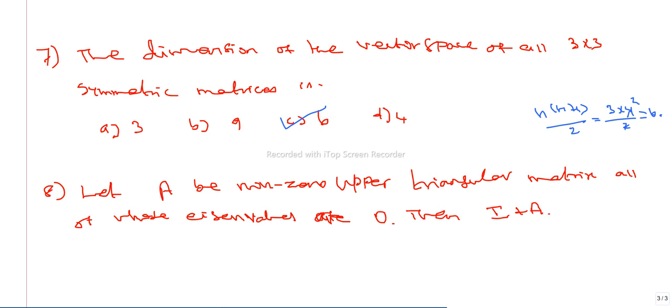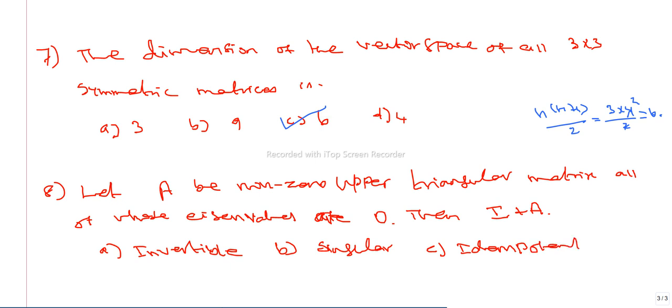So the first option is invertible. This I plus A is invertible. And then the second option is singular. Singular means not invertible. Then idempotent. Idempotent means the square is itself. And then the last option is nilpotent. Nilpotent means some power should be 0, that is A power k equal to 0, then A is a nilpotent matrix. Now what is the answer?